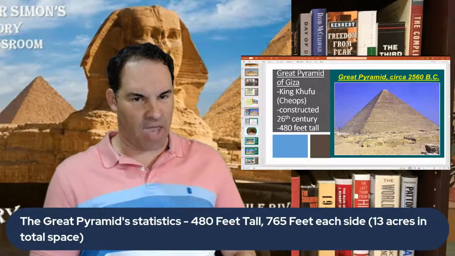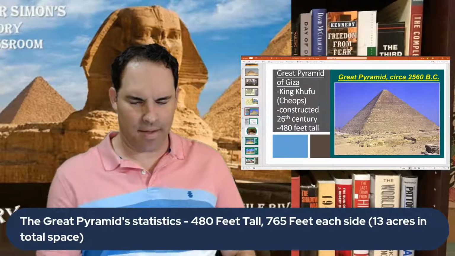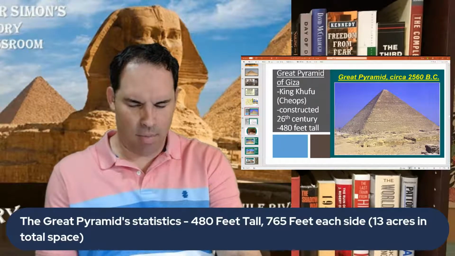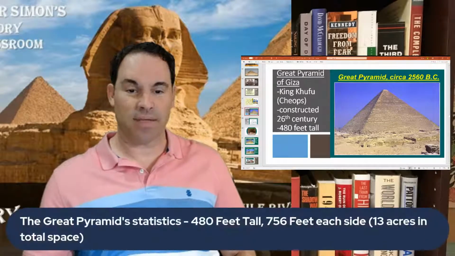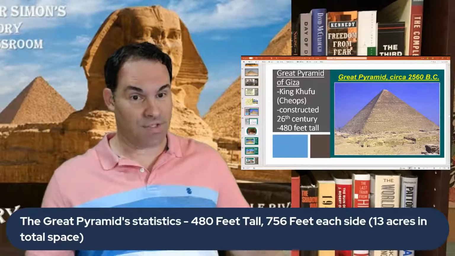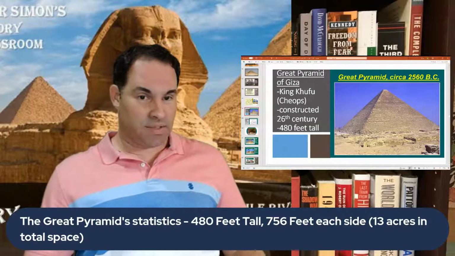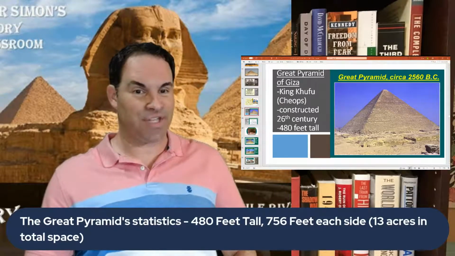Actually, each side is almost about 765 feet in design. Actually, I got that wrong. I just noticed a typo on that. I've got to fix that. 756 feet is actually correct. But yeah, 756 feet on each side is the width. Total space of the actual pyramid, of where it sits, is about 13 acres.